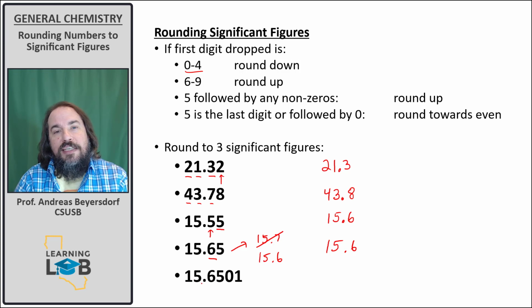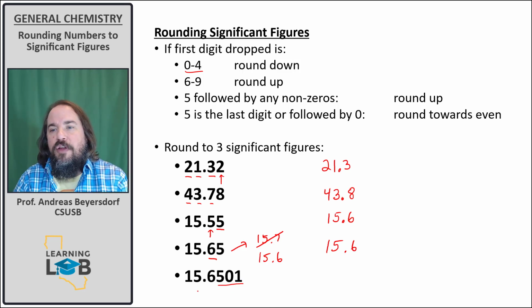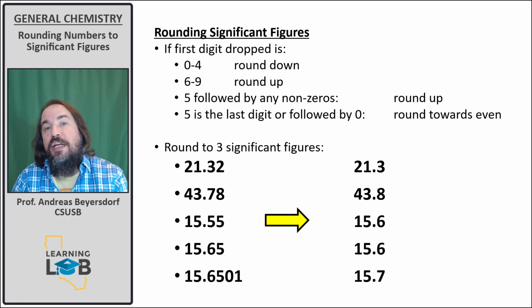And now this last one, 15.6501, notice after that 5, we have one more. We know it's slightly above 5. So that means, in this case, we round up to 15.7. So that's how we do rounding to significant figures.